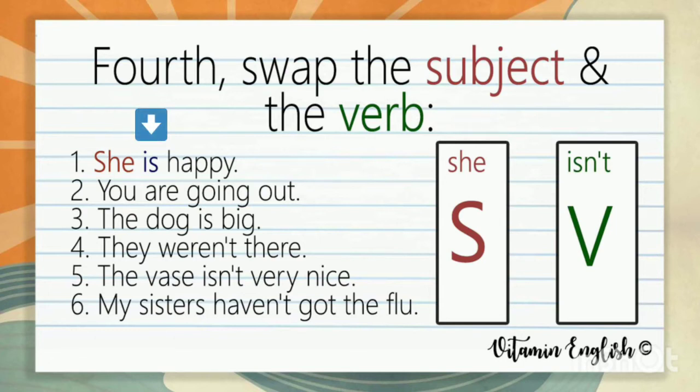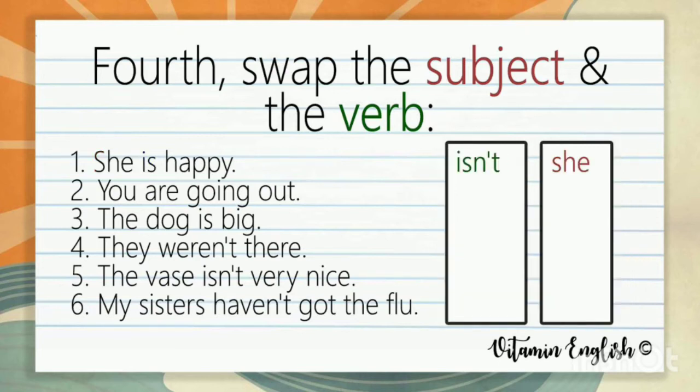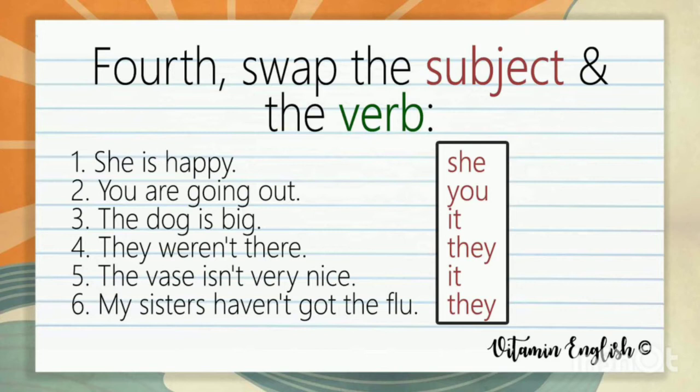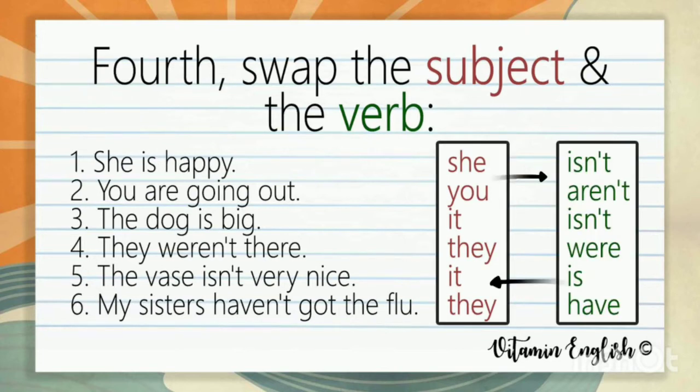Remember that our verb has been changed into a negative, so it's now isn't. So all we do is swap the subject and the verb. So the tag now is isn't she, which will make number 1, she's happy, isn't she? Easy, right? So let's do it for all the rest. We'll start with the subjects and then the verbs and then we'll swap them.